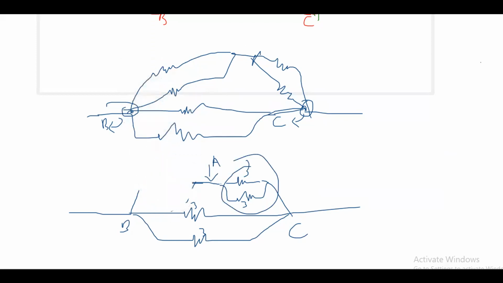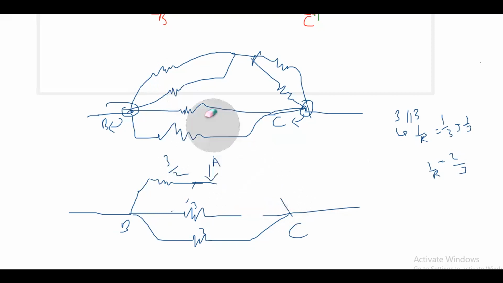For 3 parallel 3, we get 1 by R equals 1 by 3 plus 1 by 3, that is 2 by 3. That is 1 by R, so R is 3 by 2. We can replace it by a 3 by 2 resistance, and a similar case is done for this side also. So we replace this by a 3 by 2 resistance. These 3 by 2 resistances are in series combination, so we replace them by the series combination, which is nothing but 3, because 3 by 2 plus 3 by 2 is 3.